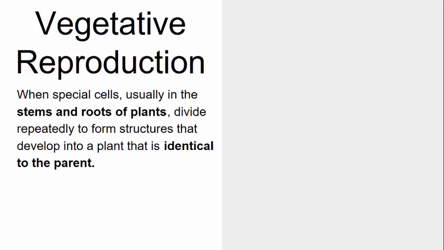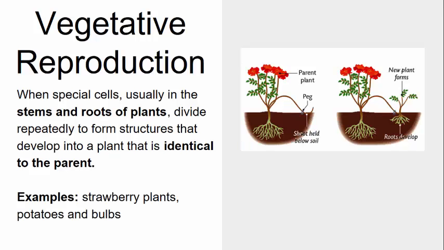Vegetative reproduction. This is when special cells, usually in the stems and roots of plants, divide repeatedly to form structures that develop into a plant that is identical to the parent. Some examples include strawberry plants, potatoes, bulbs, and if you have one in your home, a spider plant.